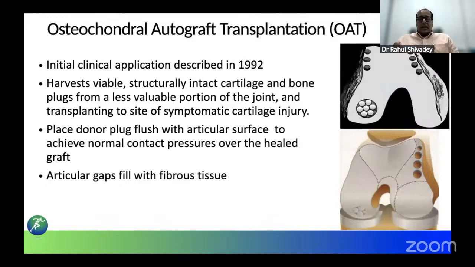These are the areas, as you can see over here: the lateral margin of the condyles, the medial margin of the condyles, and the intercondylar notch area are the areas from where we usually take the graft for transfer. The most common lesions we find are on the medial femoral condyle. The second most common is the lateral femoral condyle. Then comes the patella, and then the tibial surface.